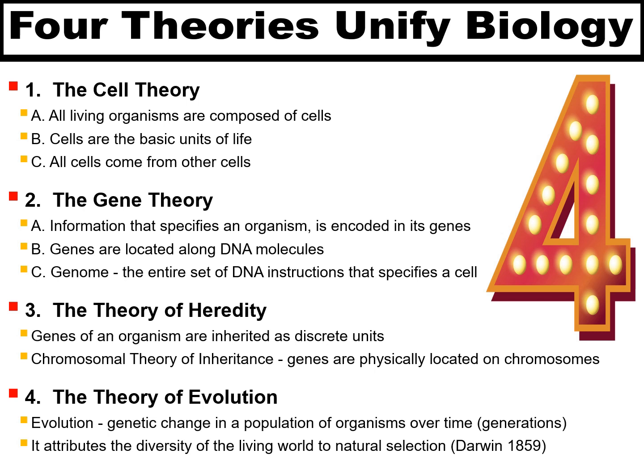There are four prominent theories that connect the principles of biology. The four theories are the cell theory, the gene theory, the theory of heredity, and the theory of evolution. The cell theory essentially states that all living organisms are made up of cells, either one cell, or millions of cells. The gene theory states that biological information is encoded in genes, or functional segments of DNA that produce proteins.